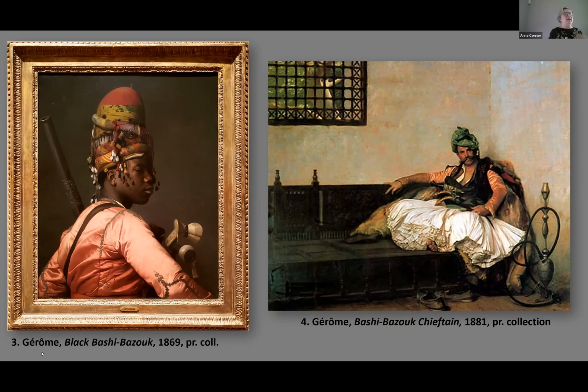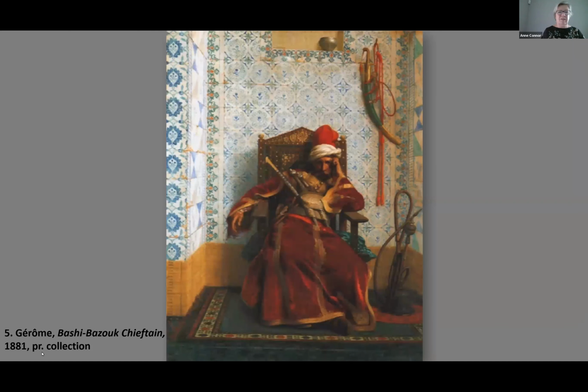They had some kind of diverse uniform that was not one uniform for all the Bashibazouk. And the chieftain is there dressed on that bench in the corner with the nargile at his side. There's another chieftain, as you can see, the clothing is very different, and he's in the niche. And of course, he's surrounded by these beautiful tiles that were so popular in Turkey.